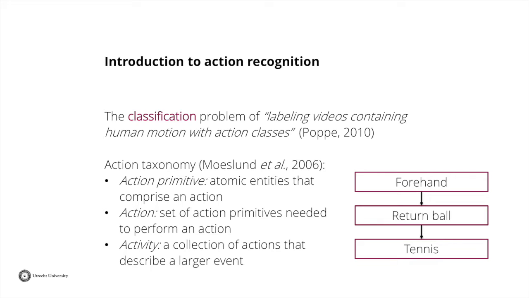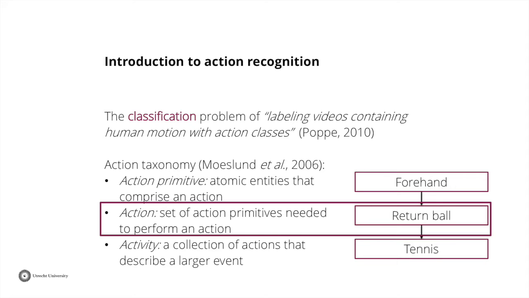Action primitives are atomic entities that comprise an action. Actions are a set of action primitives needed to perform an action. An activity is a collection of actions that describe a larger event. As an example, tennis is an activity that includes actions such as returning a ball, which is comprised of action primitives such as a forehand. In this research, we are only concerned with actions.